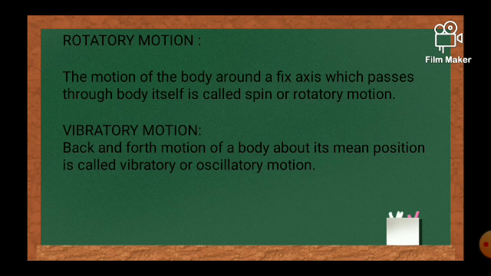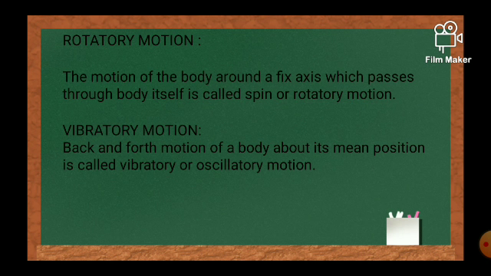Well, let's come to vibratory motion. Let's see what vibratory motion is. Back and forth motion of a body about its mean position is called vibratory or oscillatory motion. Oscillatory or vibratory means vibration. We can take the example of a pendulum, or a ball on a spring, examples of simple harmonic motion. These are all examples of simple harmonic motion, which is related to vibratory and oscillatory motion.